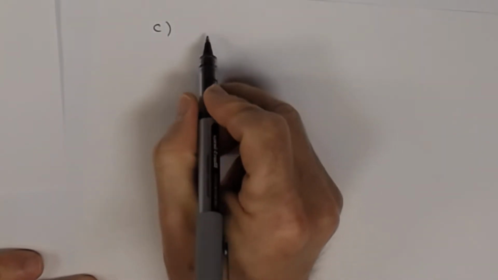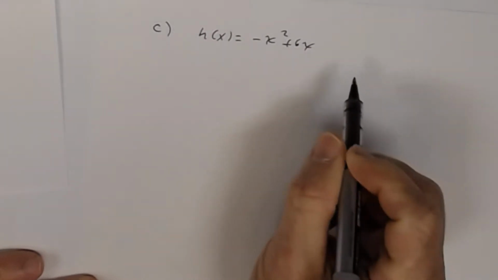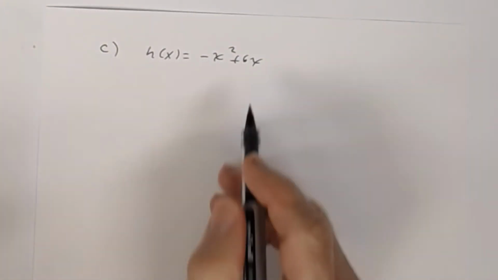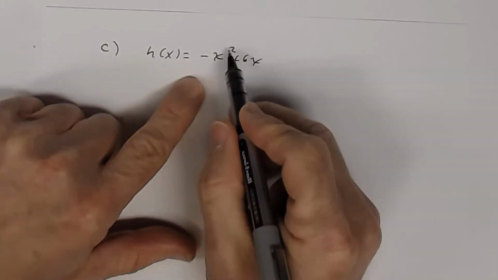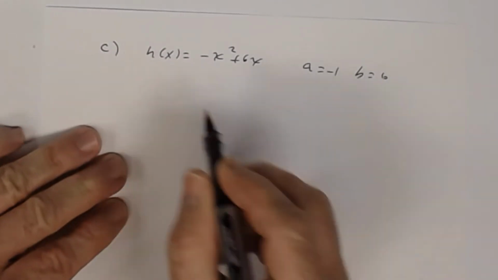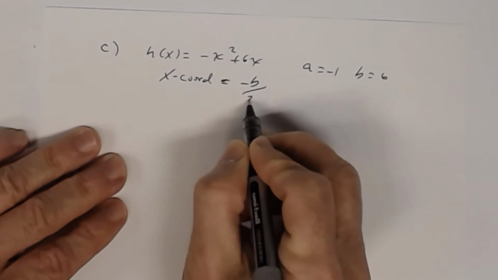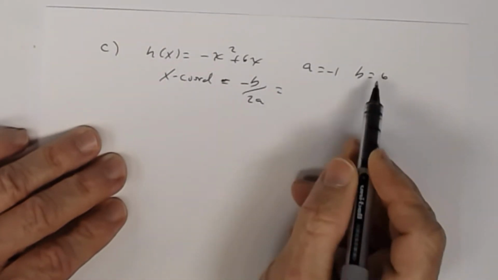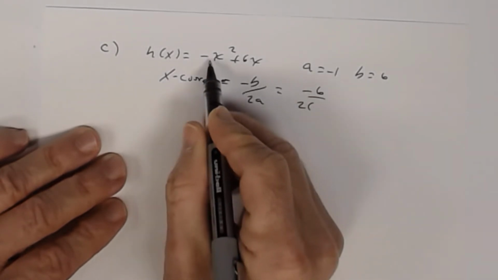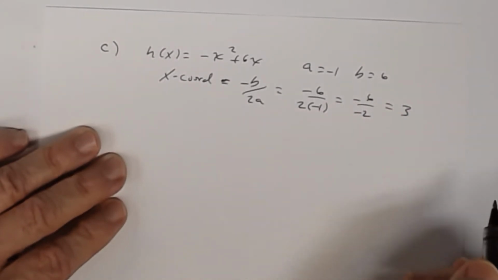So in C, we have h of x is equal to negative x squared plus 6x. So a is, remember, the coefficient of x squared. So a is -1. That's important to have seen. And b is 6. So the x coordinate is equal to -b divided by 2a. So if b is 6, the opposite of 6 is -6, and 2 times a, which is -1. So I get -6 divided by -2, which is +3.